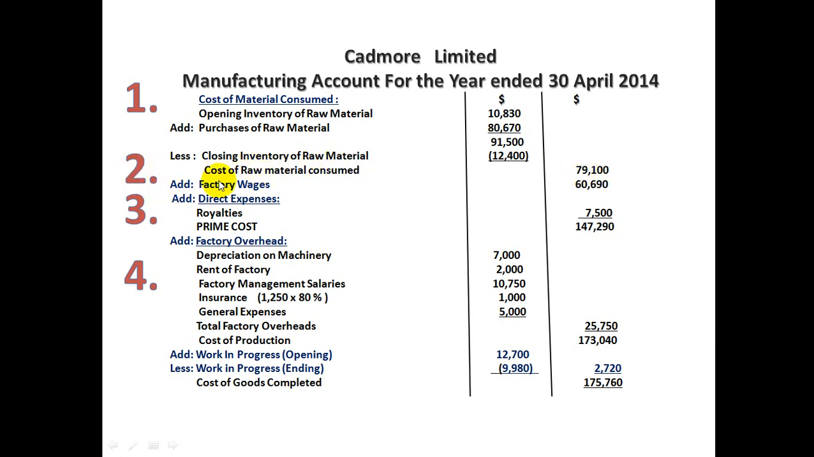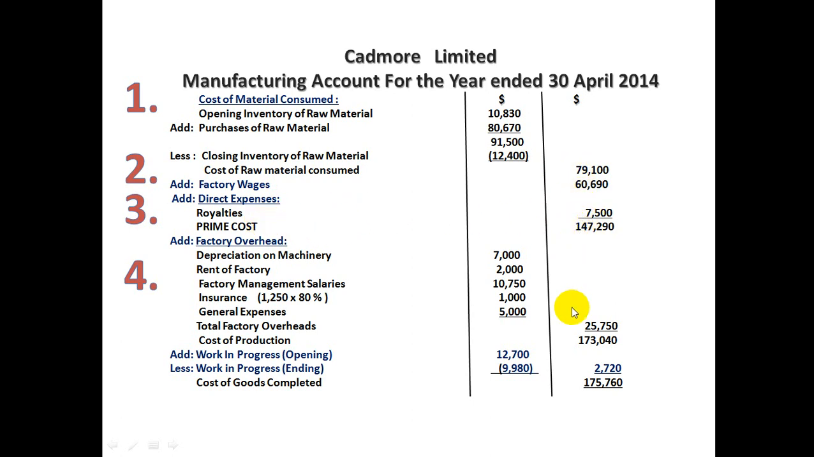Second portion of the manufacturing account. Factory wages, which are also known as direct wages, will be added in this. Direct expenses is the third portion of our manufacturing account. Only one direct expense, that is royalties, is given to us. These three together are added and the answer is always called prime cost. Raw material consumed, direct wages and direct expenses, the total of these three gives us the prime cost.